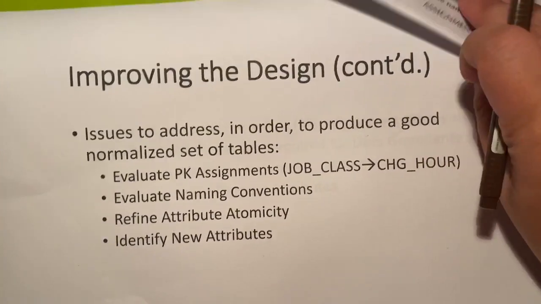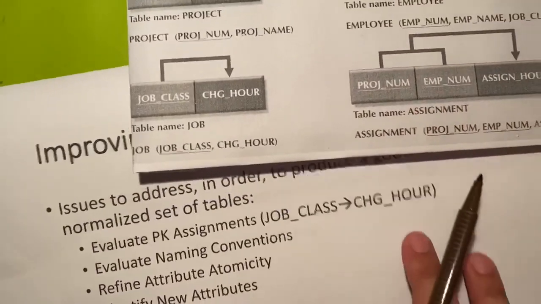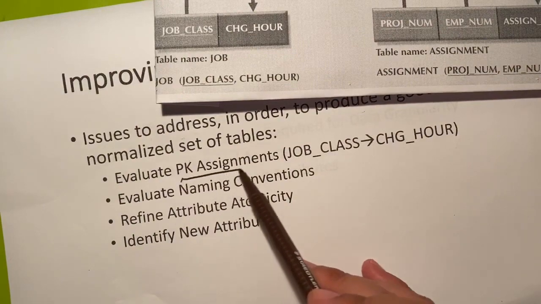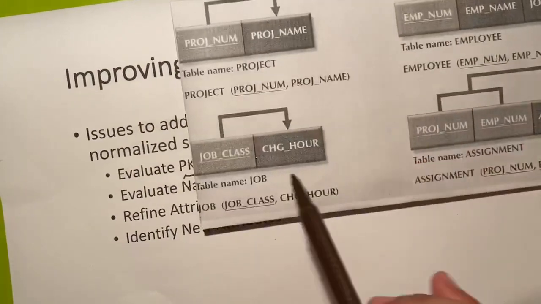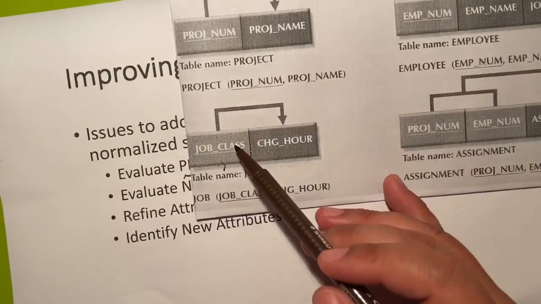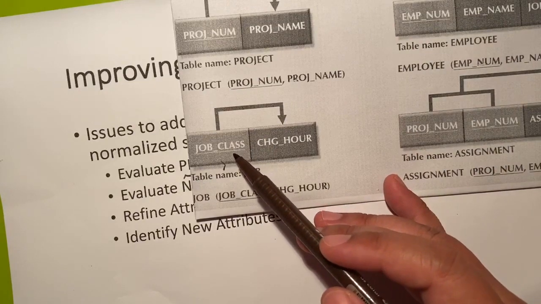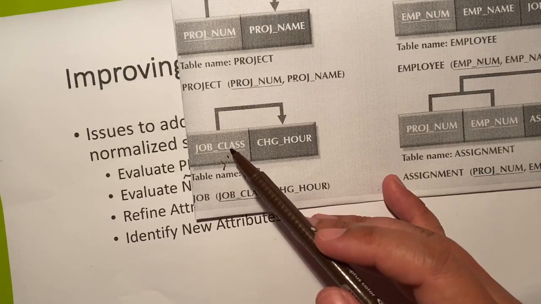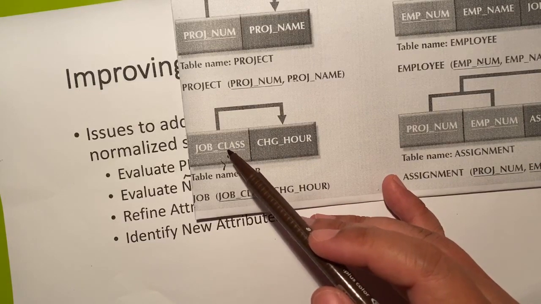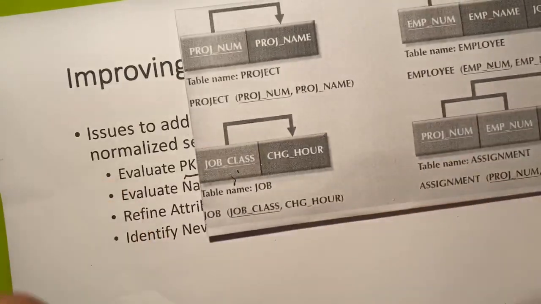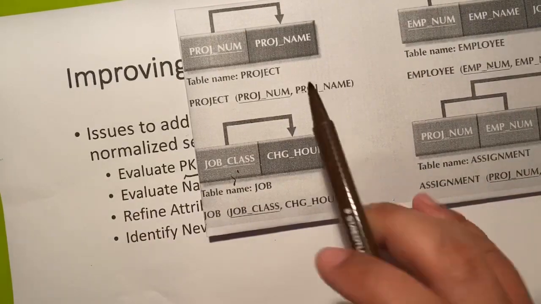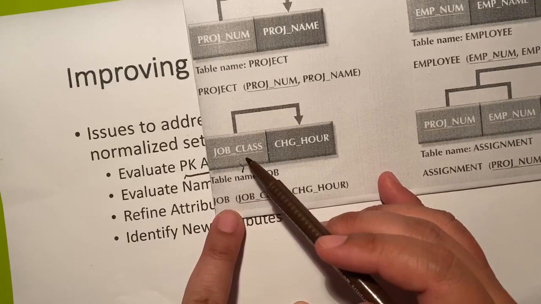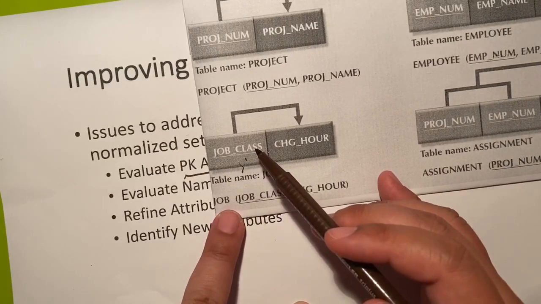So the issues here with these 4 tables, we need to evaluate the primary key assignments. In this case, if you remember, job class is a group of words, like programmer, database designer, what else, all of the IT words. So this one, although it's a key here, at the moment is not a very suitable primary key.